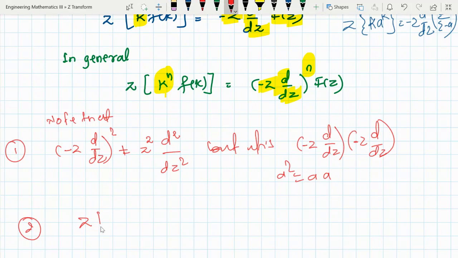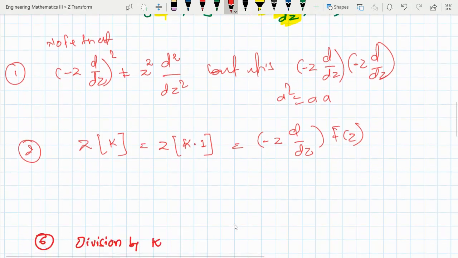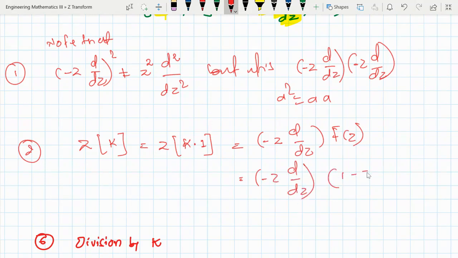Second thing: the z transform of k can be written as k into 1, because k is multiplied with 1. We know the z transform of 1. So this is minus z d by dz of f of z, where f of z is the z transform of 1. So this is simply minus z d by dz into 1 upon 1 minus z raised to minus 1.